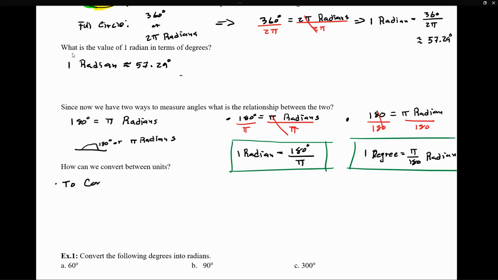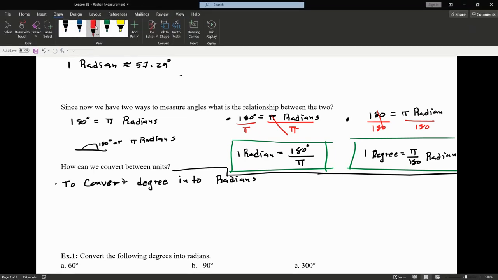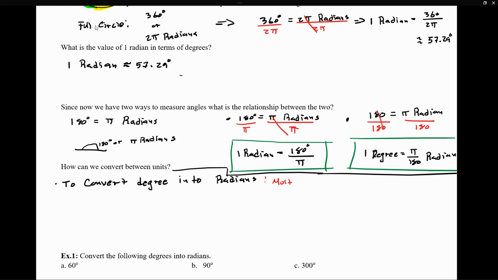So to convert degrees into radians, let me just separate this. To convert the degree units into radians, all we got to do is multiply the given degrees by pi over 180, because I know that 1 degree is equivalent to pi over 180 radians.